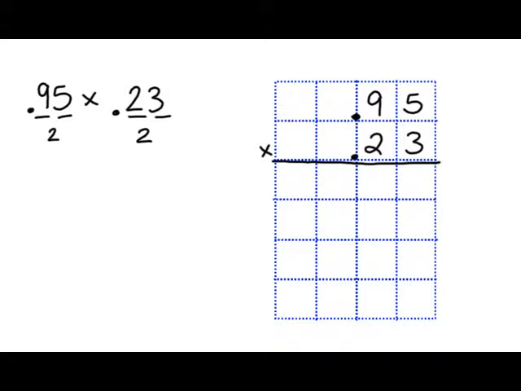We start by taking everything times 3. 3 times 5 is 15. So we write a 5, we carry a 1. 3 times 9 is 27, Charlie. Plus 1 is 28. So now we've multiplied everything by 3, so I put a 0 down.